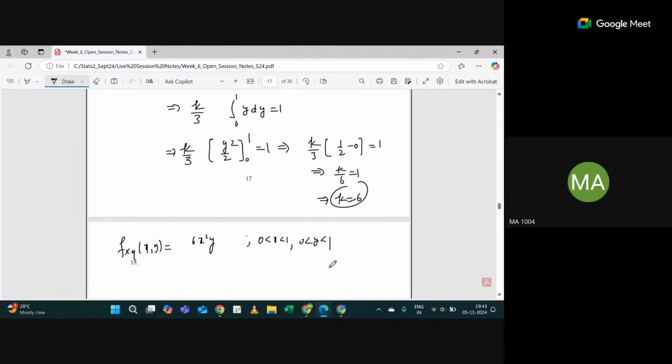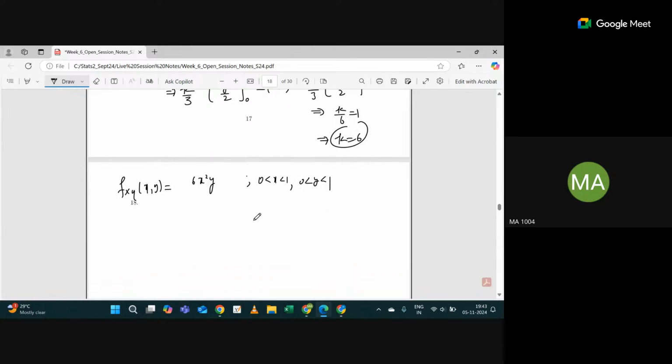Okay. Now let's try to solve some questions for this part. I will start with the same kind of problem, but we'll try to move with some twist. Suppose I ask what is the probability that x will be half to 1 and y is greater than 0. What does this mean?